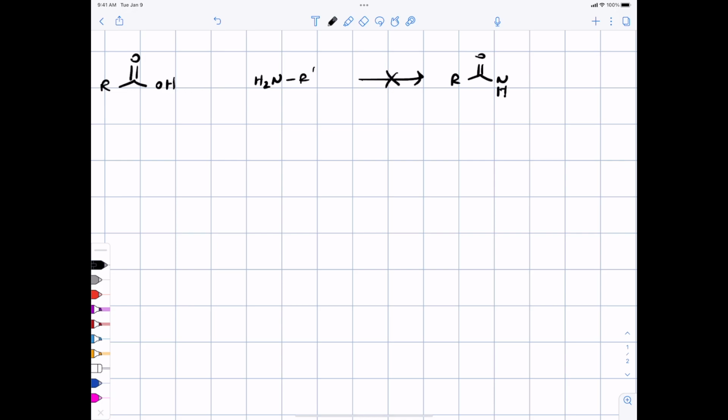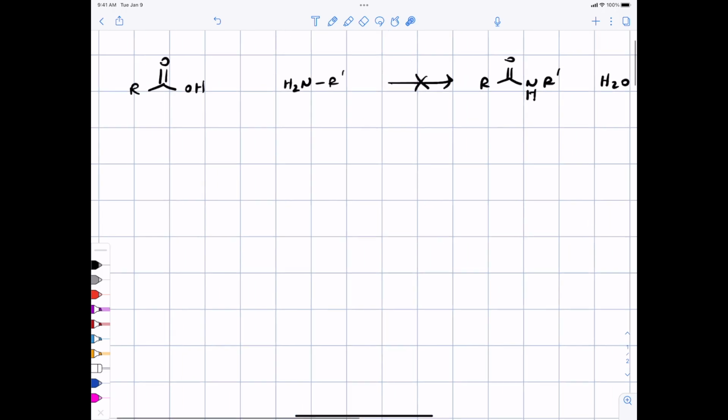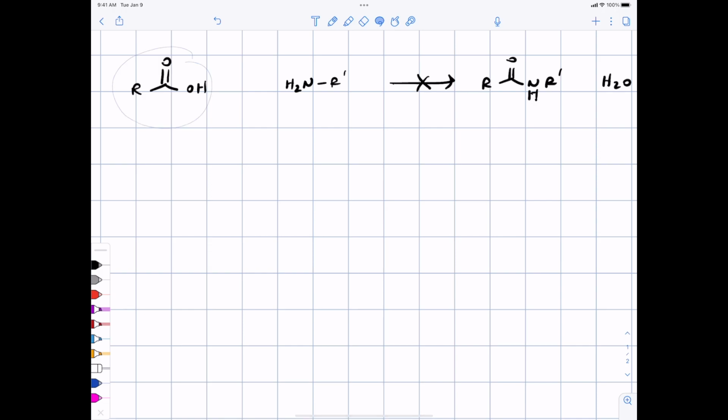It looks lovely on paper. Oh, it's just a dehydration reaction. We have the nitrogen attack the carbonyl carbon, we get a tetrahedral intermediate, perhaps some proton swapping, and the leaving group leaves, and we have our new amide bond.